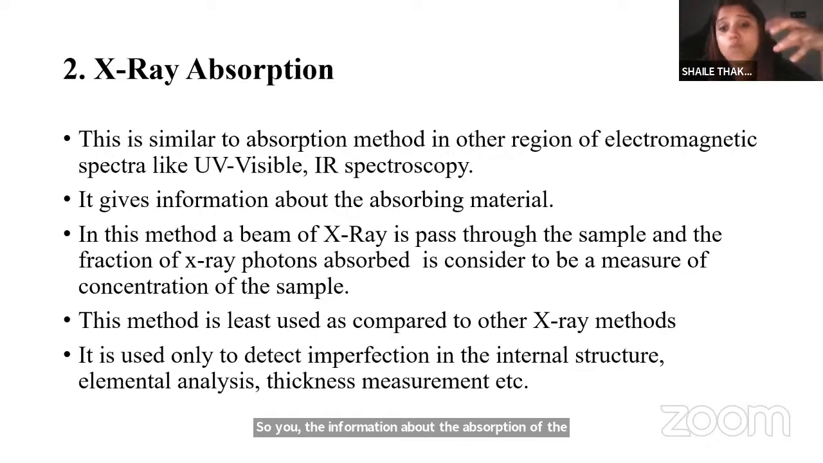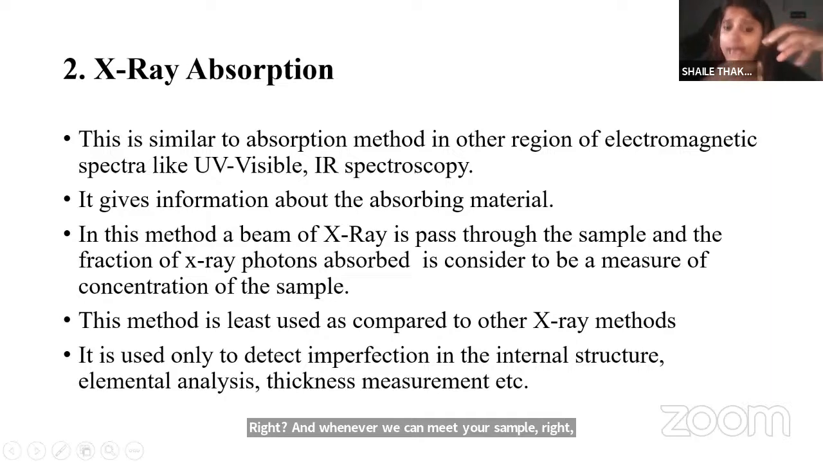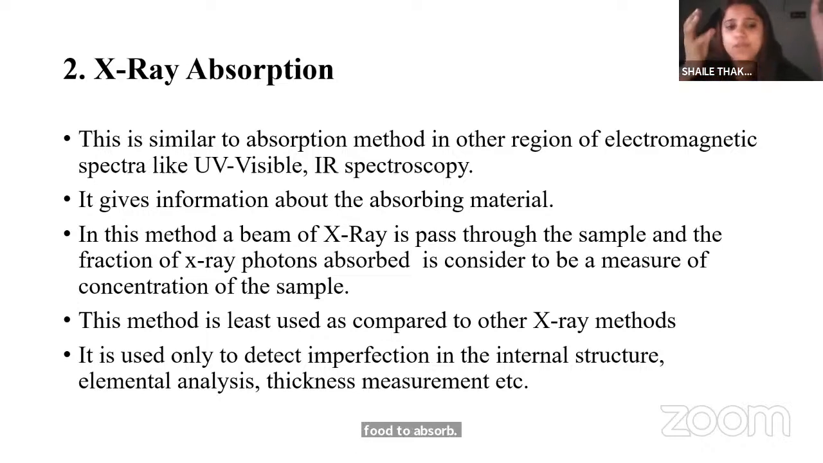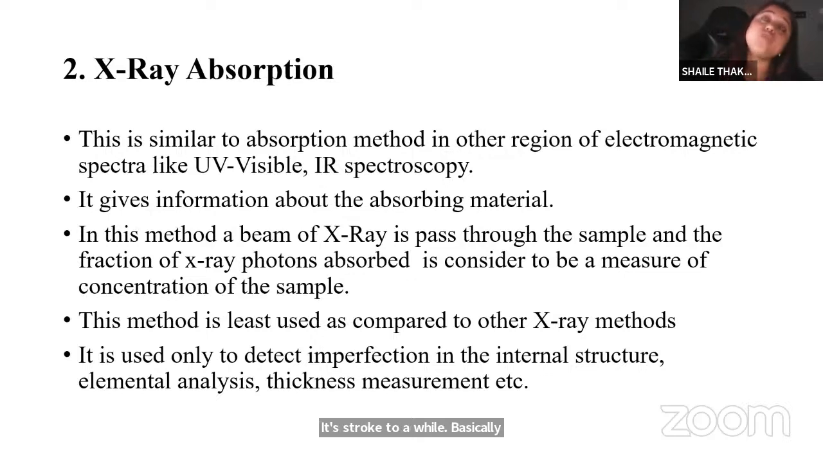Another important thing is that in this method, a beam of X-ray is passed to the sample, right? And whenever it meets your sample, a fraction of the X-ray photons is absorbed, and it helps you find out the concentration of the sample. This method is very important as compared to other X-ray methods, and it also gives you the elemental analysis. When we want to go for elemental analysis or thickness measurement, we always opt for X-ray absorption.